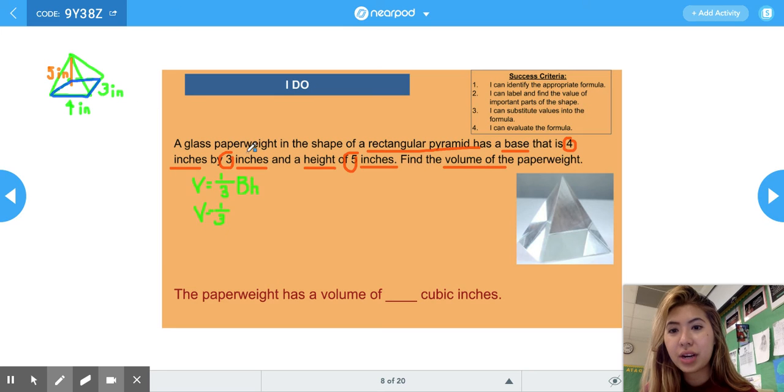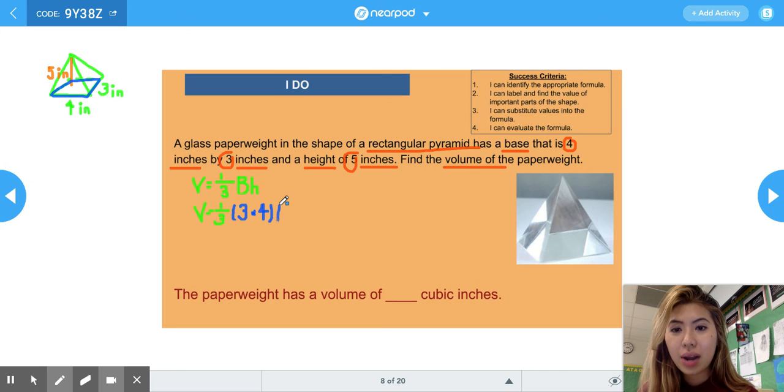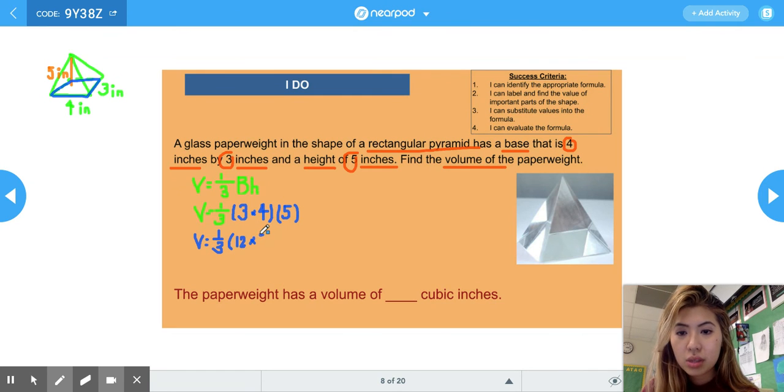So to find the base area, I'd have to multiply 3 times the 4, because to find the area of a rectangle, you're multiplying one side length by another side length. And then I would have to multiply the height of the pyramid, which in this case is 5. So according to order of operations, I have to do whatever is in the parentheses first. So 3 times 4 is 12. And then I'm going to multiply. So we have 12 times 5, which is 60. So now I have 1/3 times 60.